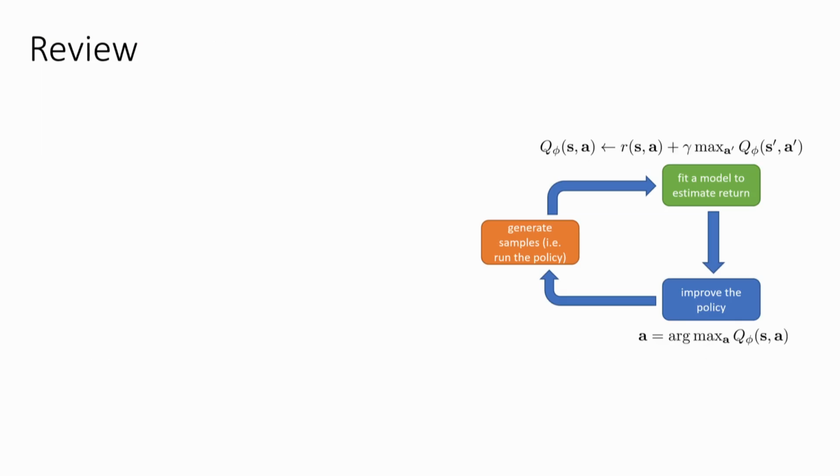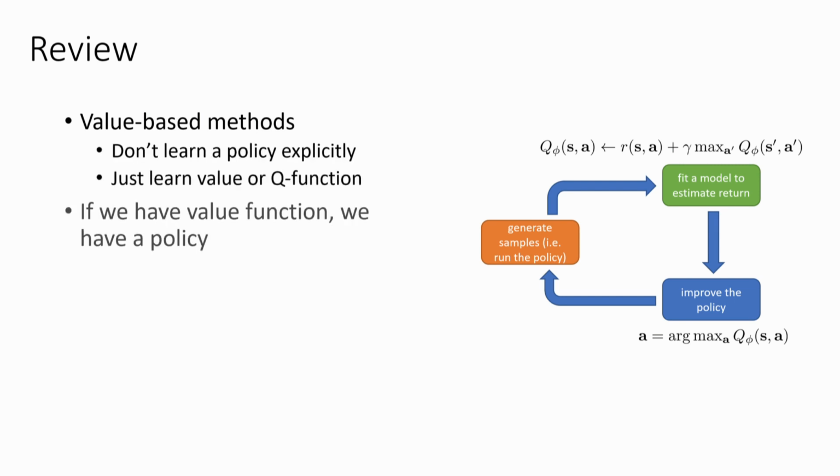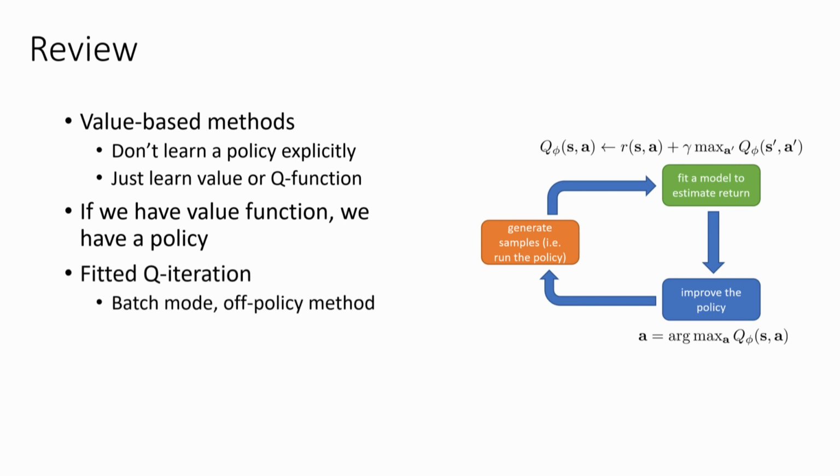All right, to recap, we talked about value-based methods that don't learn a policy explicitly. They just learn a value function or Q function. You can recover your policy from the value function. You can set up fitted Q iteration. Fitted Q iteration in the general setting is a batch mode off-policy method, although you can instantiate it as an online method, which is the Q-learning algorithm.